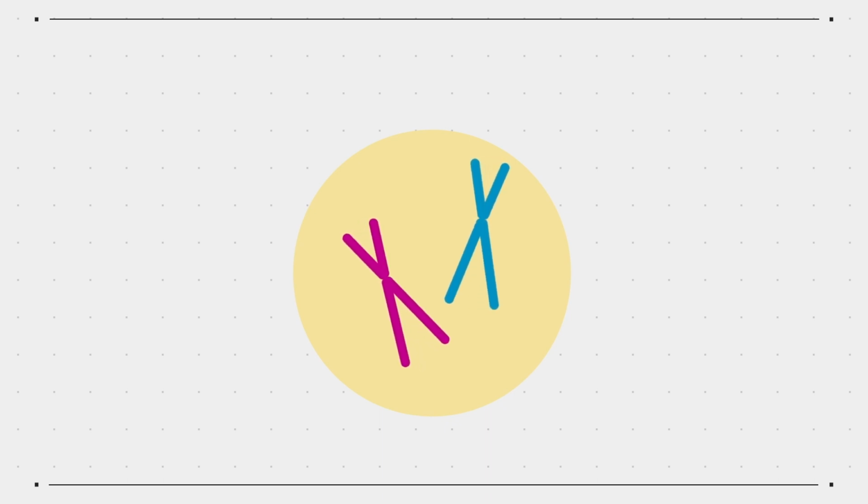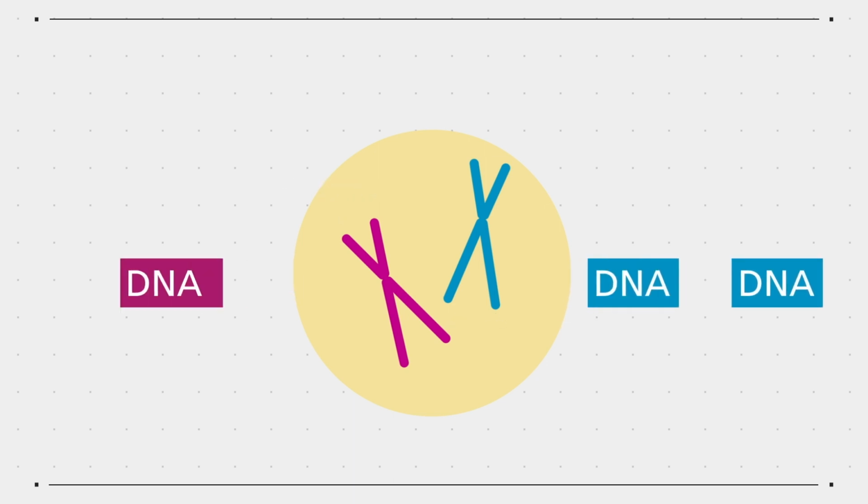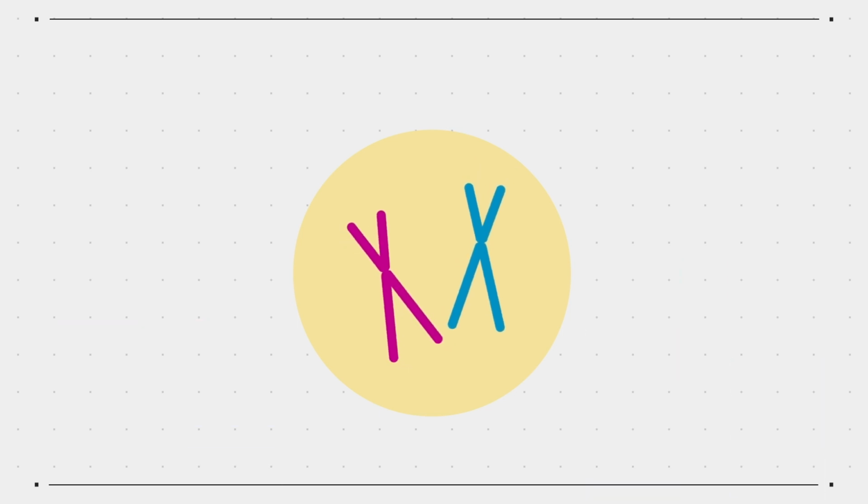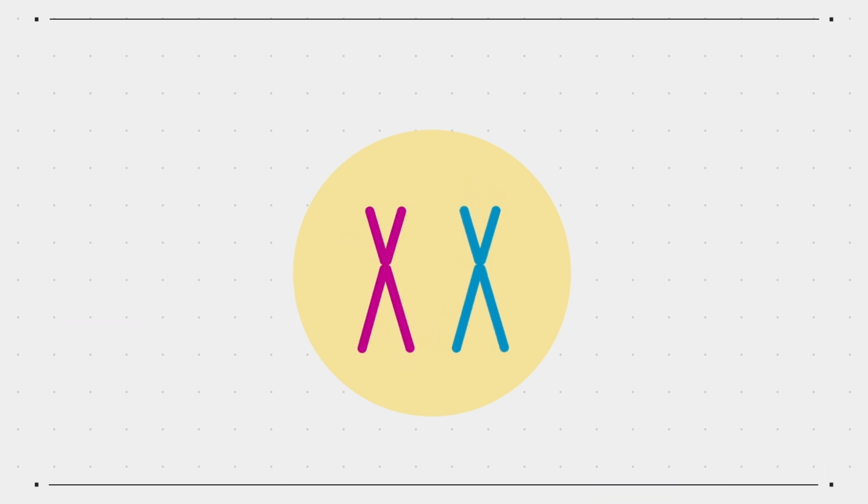First, each chromosome within the pair is copied. These copies are called sister chromatids. Now there are 2 copies of the paternal DNA and 2 copies of the maternal DNA for each chromosome. The chromosome pairs then align and lock together.